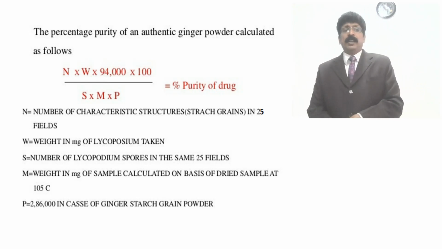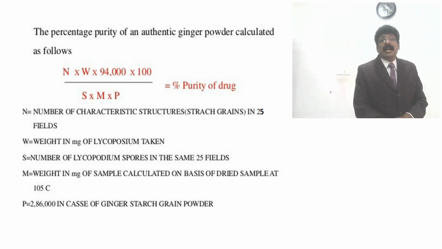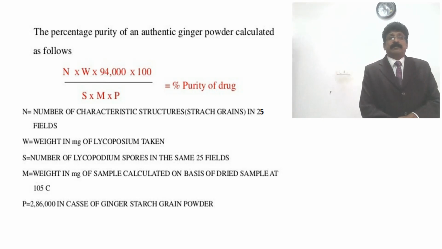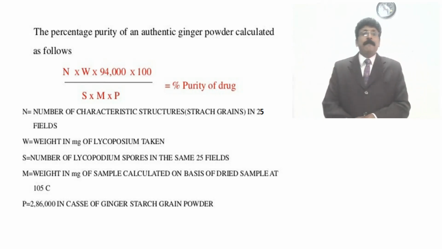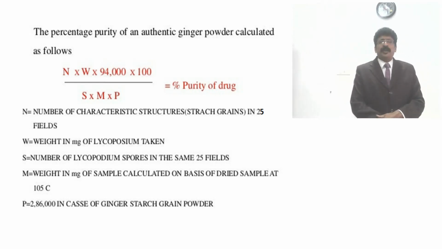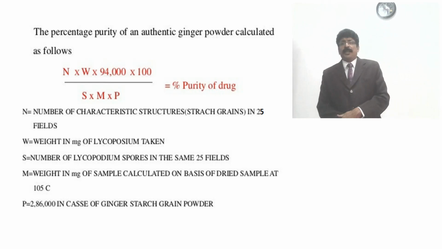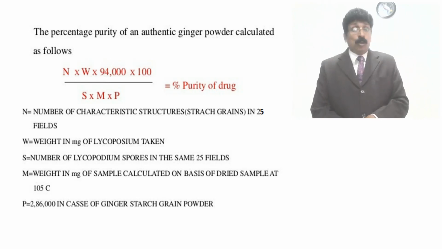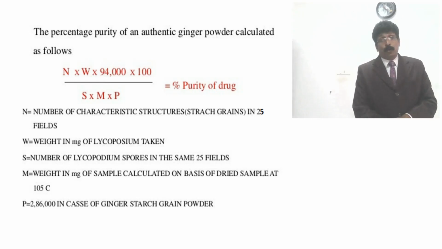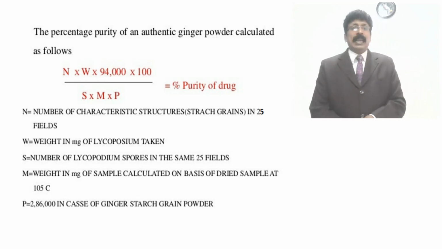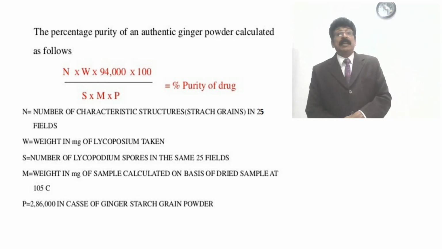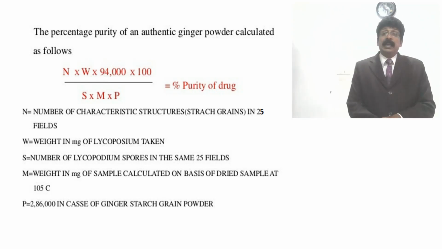N stands for the number of characteristic structures of the starch grains in the 25 fields which you have counted. W is the weight of the lycopodium which is taken, usually 50 milligram, and it may go to 48, 49, 50, or 60 milligram. As I told, you have to put the weight accurately. And S is the number of lycopodium spores in the same 25 fields which you are seeing for the starch grains of the ginger. This also should be counted.